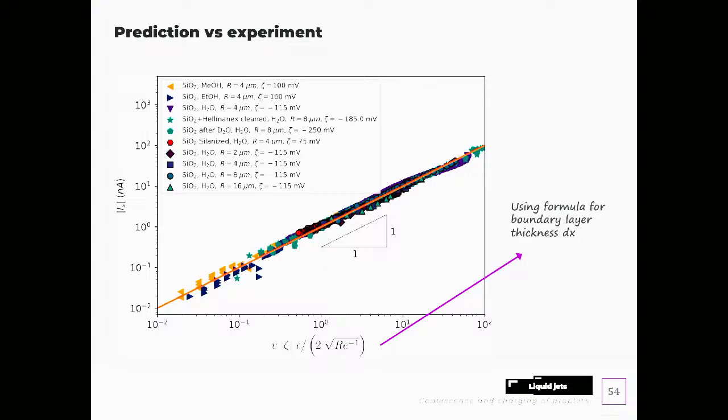This collapses all the data. So that's really very nice. But we use this as an adjustable parameter. Yeah, and so we don't really understand what that parameter means because the values that we get are actually pretty high compared to what we know from colloid chemistry.